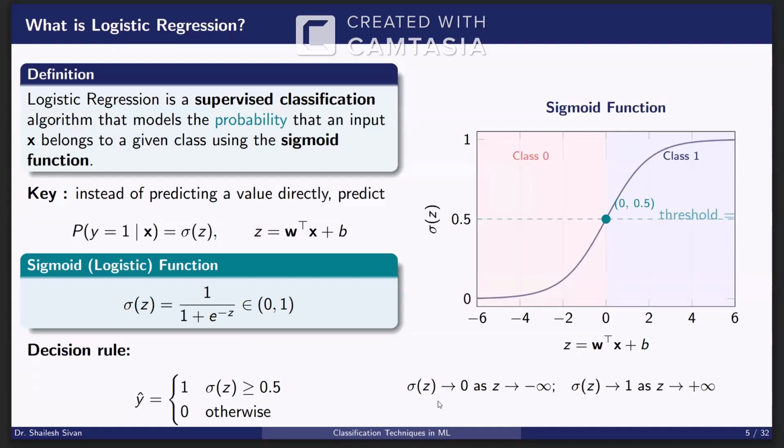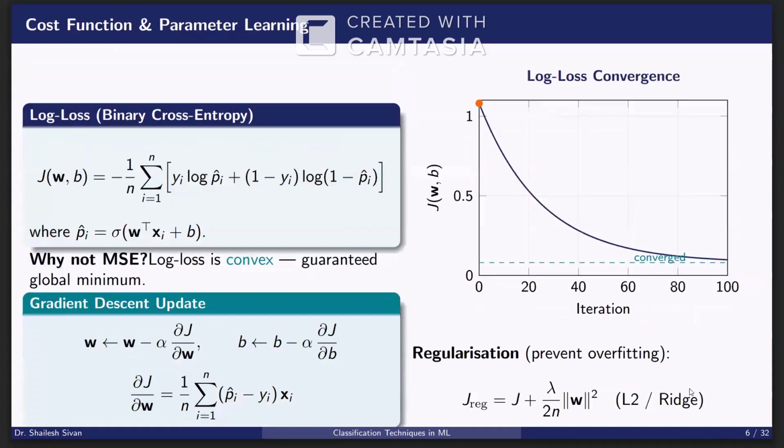And the property of sigmoid is that it maps values to 0 as z tends to minus infinity, and to 1 as z tends to positive infinity. So whether this particular error, comparing (0 minus 0) whole square, (0 minus 1) whole square, is appropriate for a classification problem?